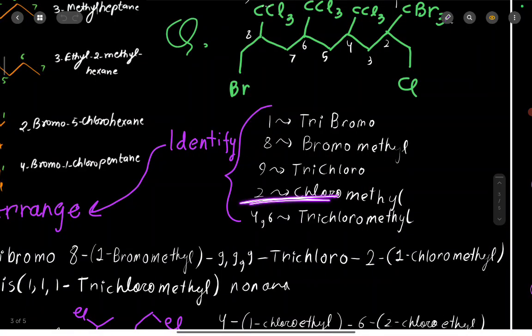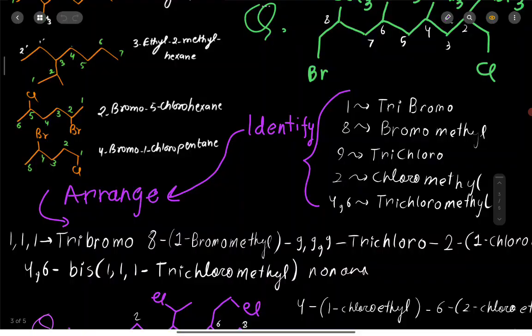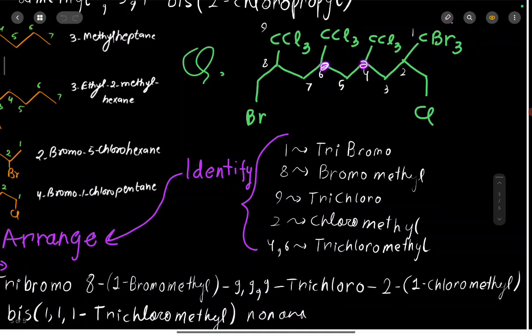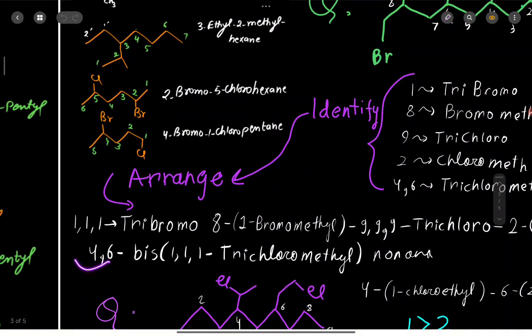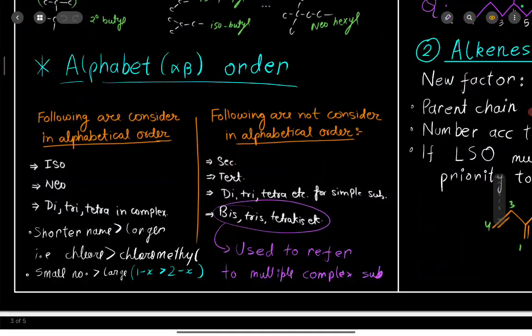And again, 2 chloromethyl. Why? Because at second position there is a chloromethyl, and it's a complex substituent because extra branching takes place. So (1 chloromethyl), and at fourth and sixth position there are two groups which are trichloromethyls. So 4 comma 6 bis (1,1,1 trichloromethyl). Why bis? Because I told you for complex substituents we use bis, tris, tetrakis, pentakis, hexakis, heptakis to refer to multiple complex substituents in a carbon chain.